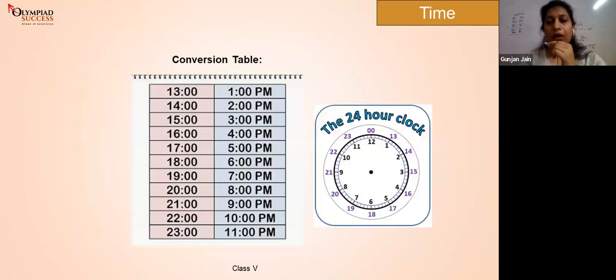Now, how to convert? Up to 12, both systems are equal. After that, 13 means 1 p.m., 14 means 2 p.m., 15 means 3 p.m., and so on. That's why up to 23, it is 11 p.m., but 24 is not 24, it will become 00.